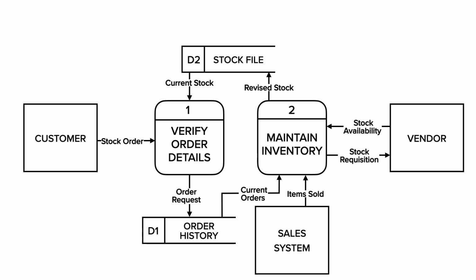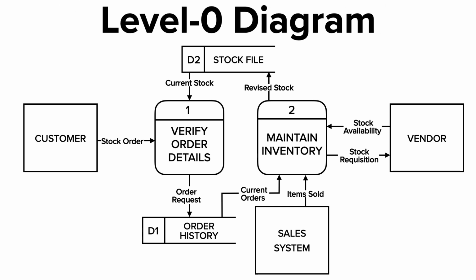Order requests are stored in the order history data store, and then that is used as data in the form of current orders for maintaining inventory. So as we said, this is a level 0 diagram. This has more detail than the context level diagram, which means a level 0 diagram is less abstract because it's more specific than the context level diagram. So exploding a diagram, as we did from our context level diagram to our level 0 diagram, means we're looking at more detail. And we can continue to look at even more detail.